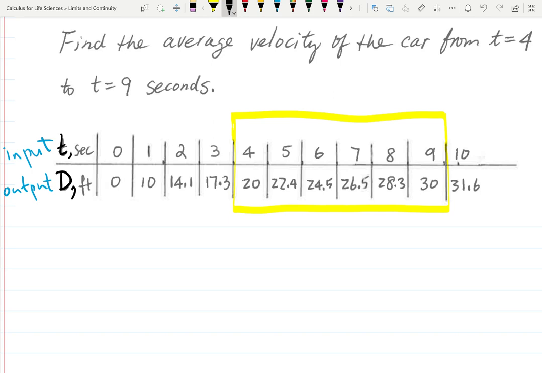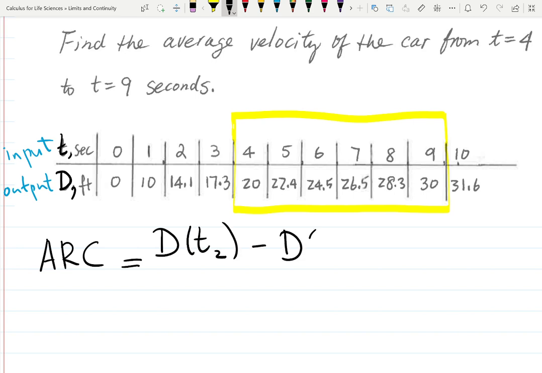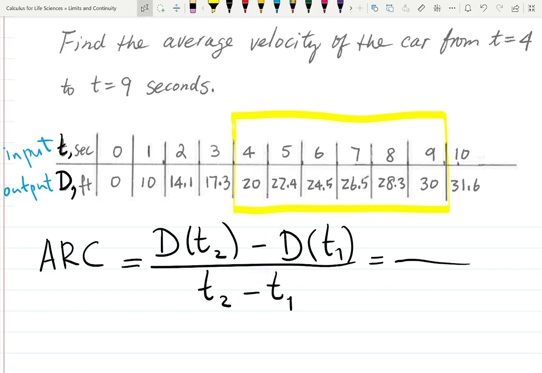So the formula for ARC is change in output, it's called D, of T2 minus, second minus the first, over change in input, or the length of the interval. Denominator is the length of the interval. So, denominator is easy to create. What is that? You just look at this.